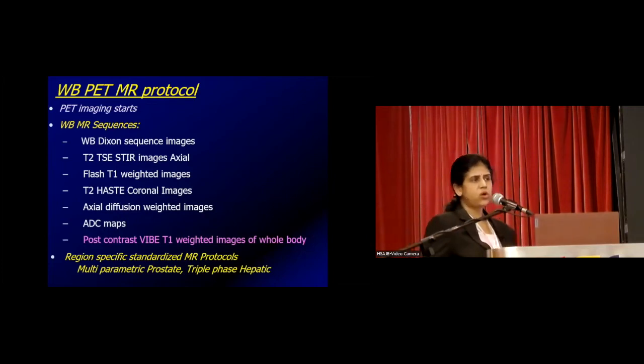So we'll just run through the protocols. These are the general protocols which one needs to follow for a whole body PET-MR. The PET imaging, as I told, continues throughout the study of the MR sequences. These are the multiple sequences which are normally taken: the Dixon sequence, T2, T1, and the diffusion weighted and the ADC maps. We also use the contrast as we just discussed, and the regional scans also are required because we need to give the report of the regional area of interest also in an oncological setting.